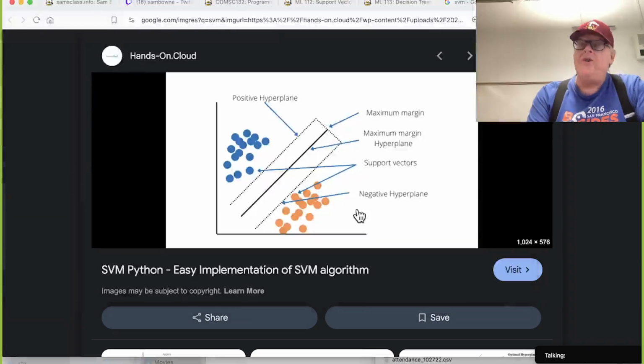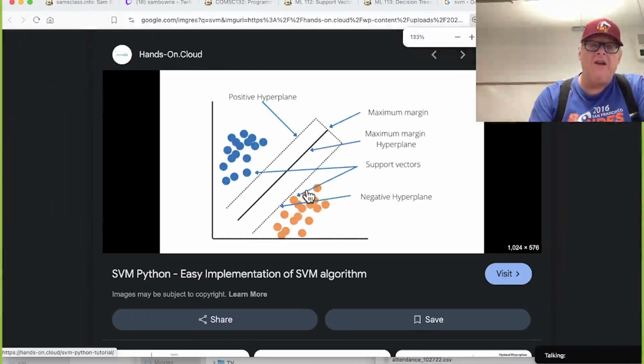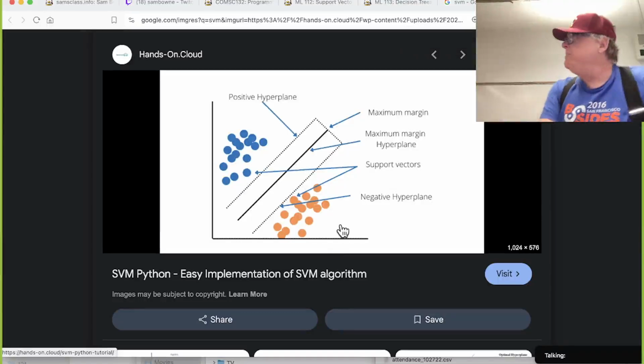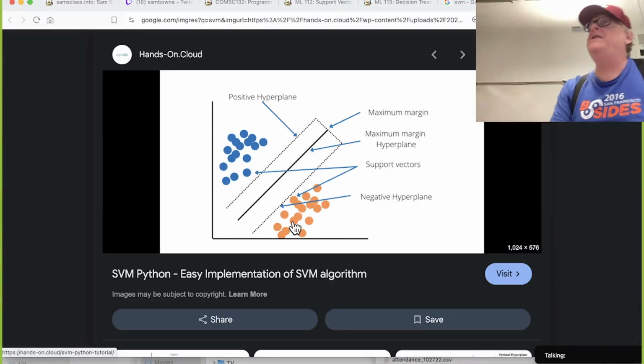Talk about support vector machines. These things are amazing. And I'm trying to make that big on the screen. There we are. Okay, so here's what happens. You have some data. You have X and Y, and you've got, say, blue things and yellow things. You're trying to separate them.